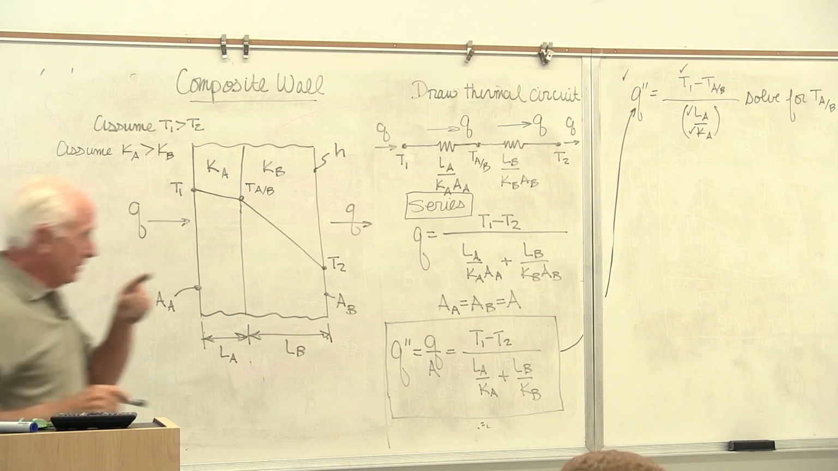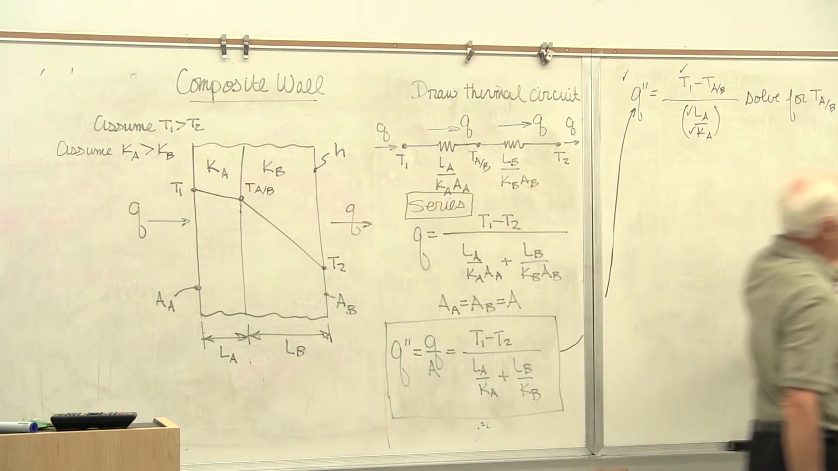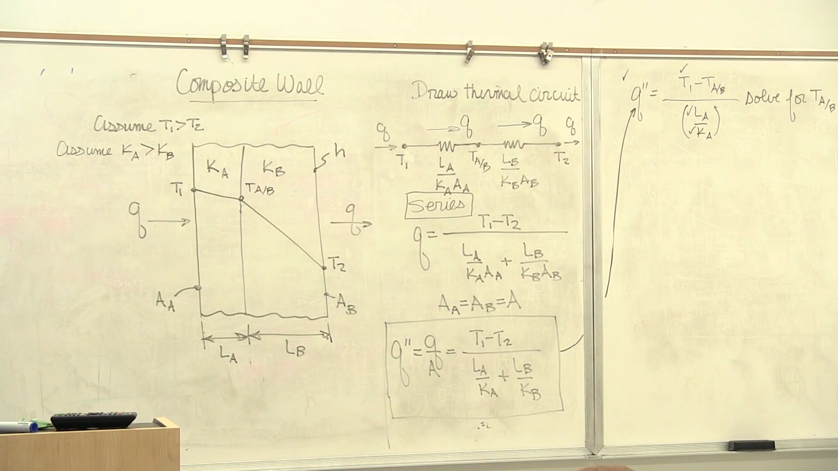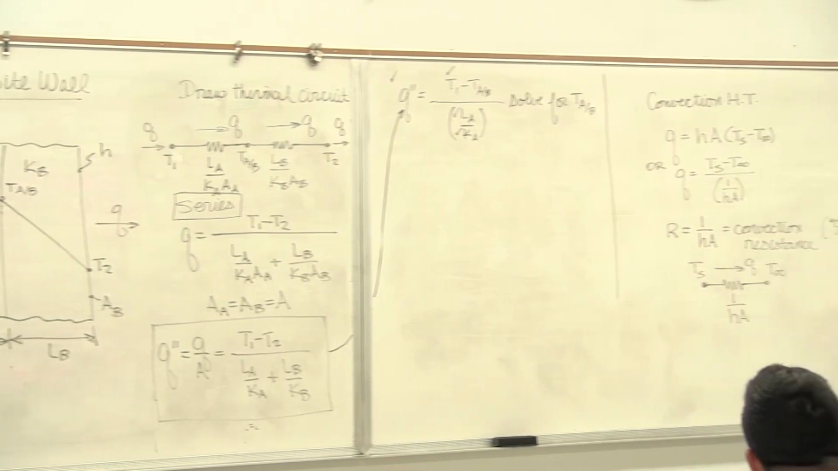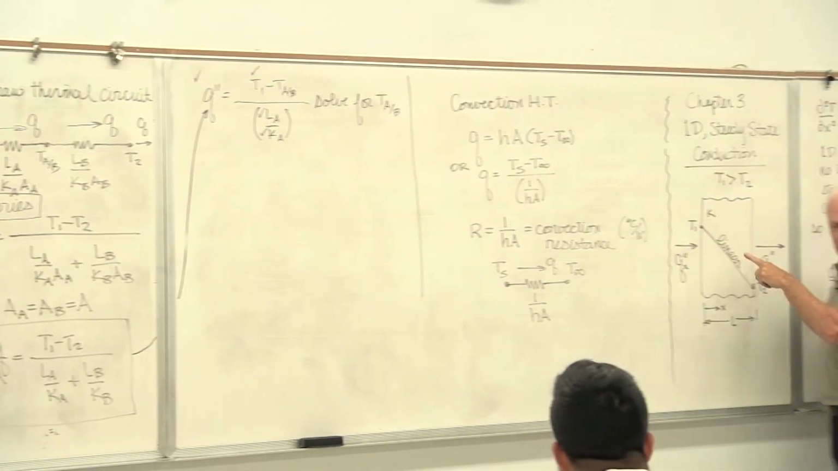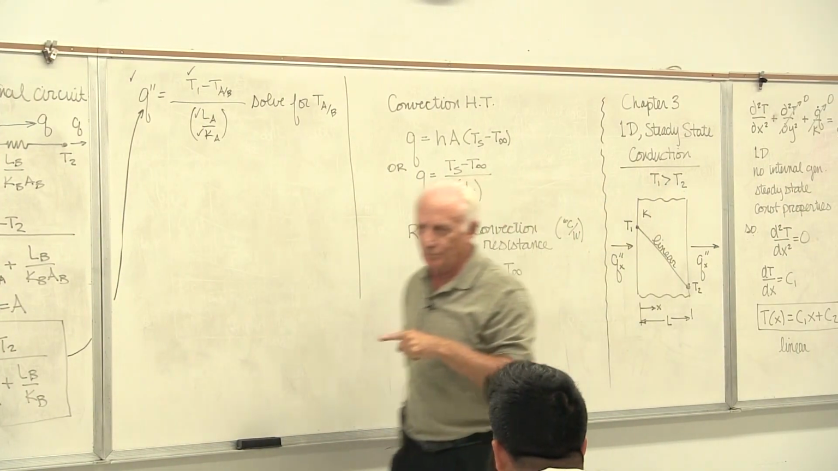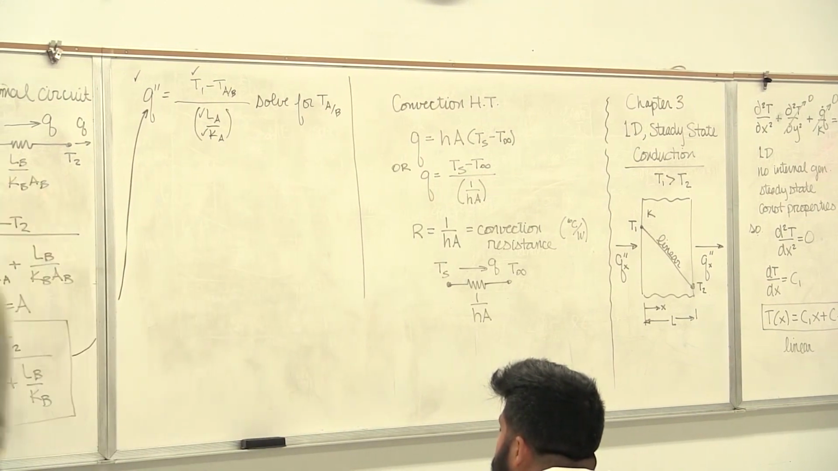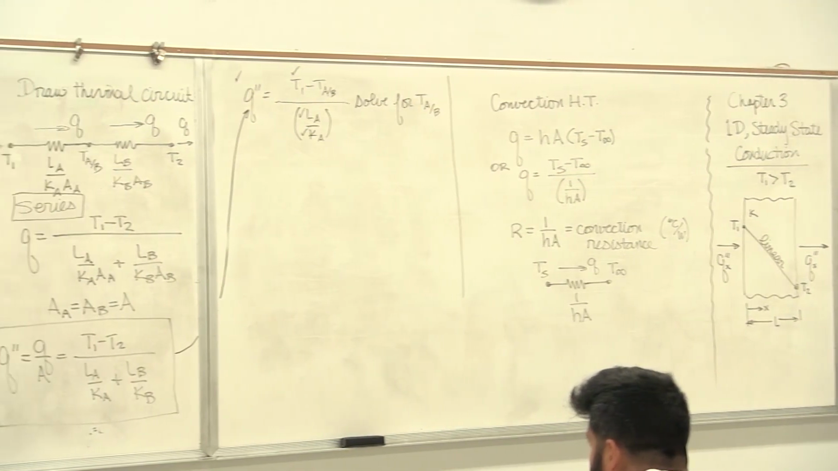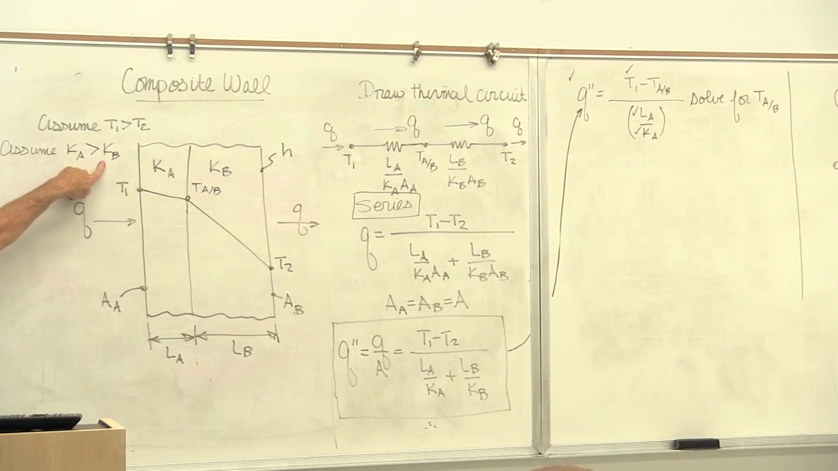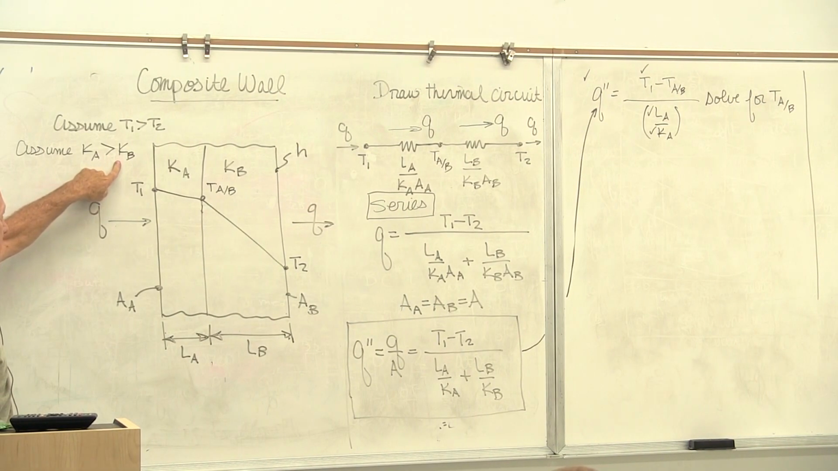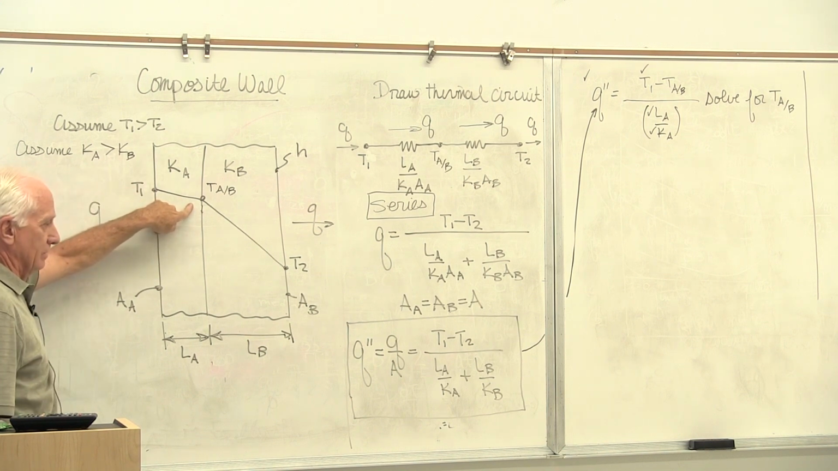Each material is 1D, no generation, steady state, constant properties. So each material, the temperature profile is linear, but they don't have the same slope. No, why should they? For instance, this might be aluminum. Ka is pretty big. This might be calcium silicate insulation. Kb is pretty small. Well, I know through the aluminum, the temperature is not going to change very much.